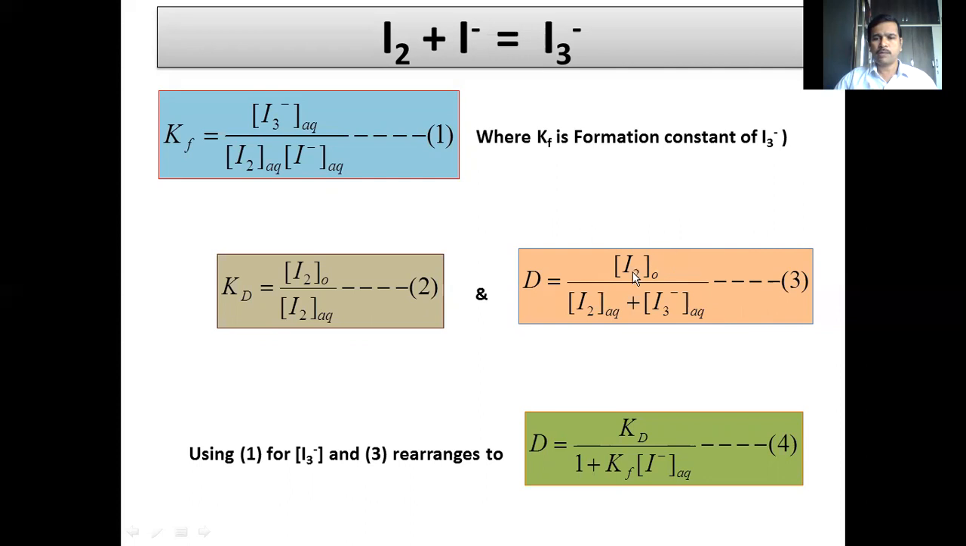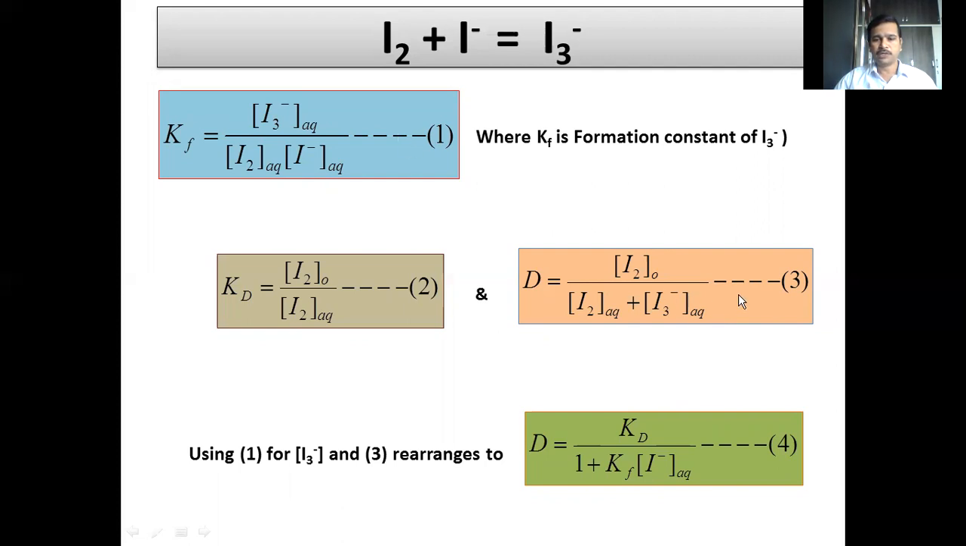So whatever the amount of iodine extracted into the organic layer, that will be I2. I3 minus is insoluble in organic solvent, but I2 is soluble. So I2 is transferred into organic solvent. Some amount of iodine is left over in the aqueous layer in the free form, or some amount of iodine might have been converted into I3 minus. So total concentration of iodine is I2 free form plus I3 minus form. Okay. So use this equation, Kf value.